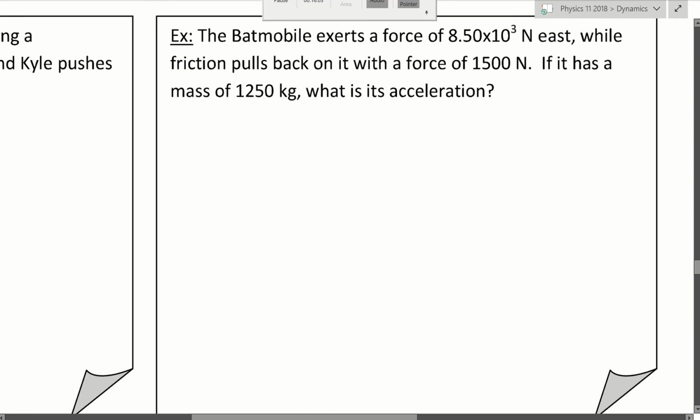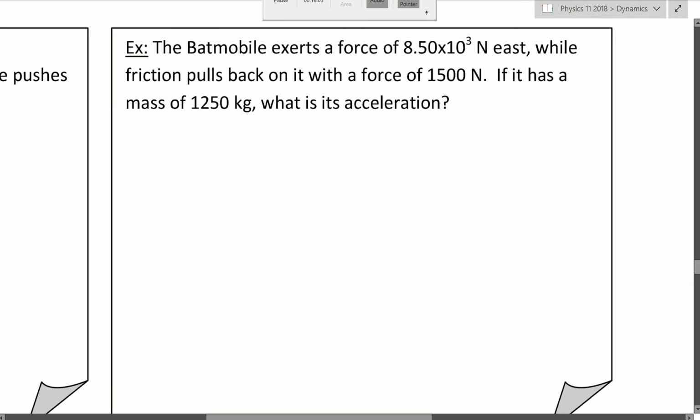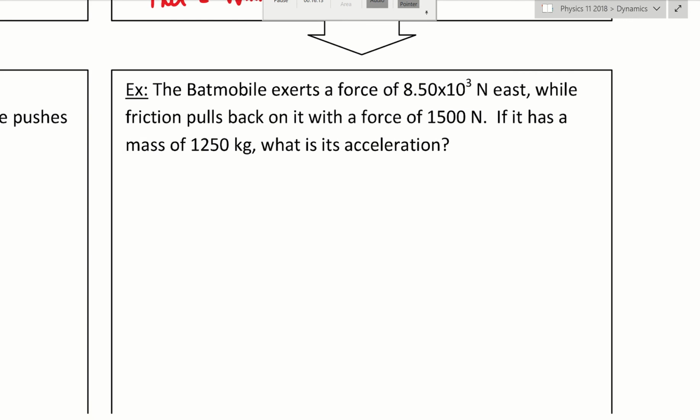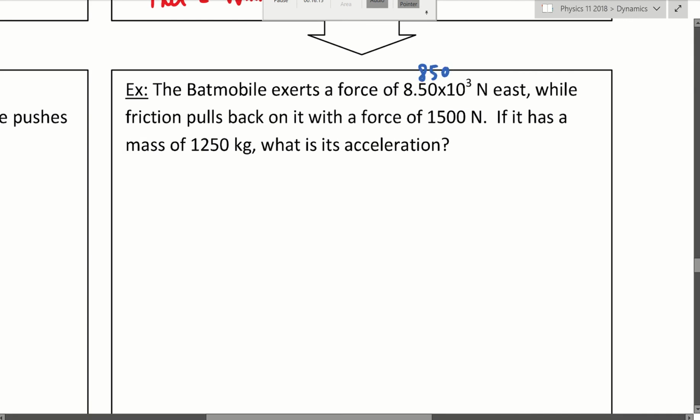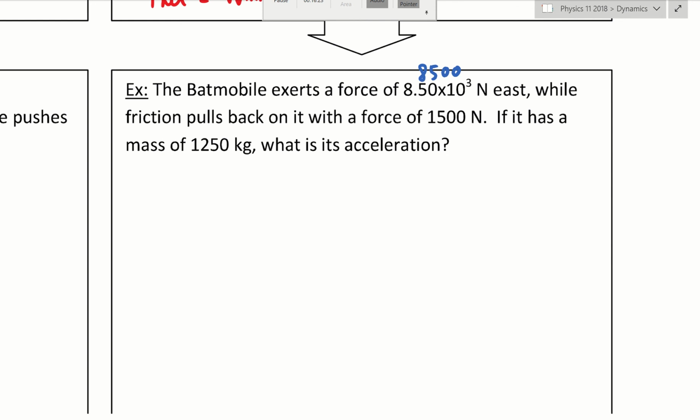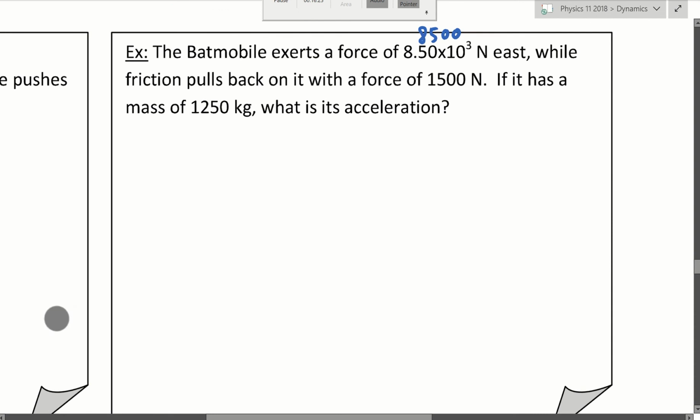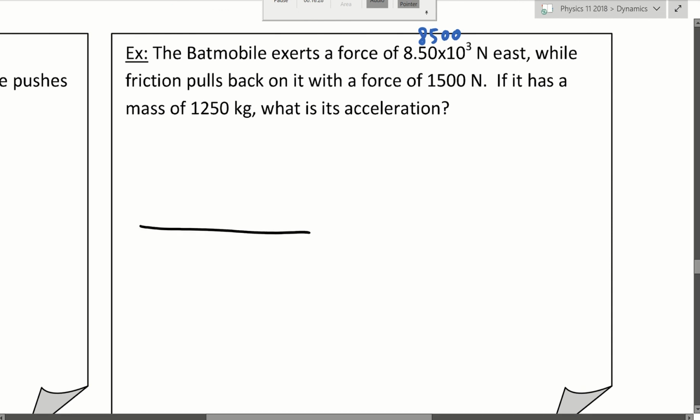Okay, next one. Batmobile. The Batmobile exerts a force of 8.5 times 10 to the 3 Newtons east. That's just 8,500. I don't know why they say it that way. It's not like it's saving that much time. While friction pulls back on it with a force of 1,500 Newtons. If it has a mass of 1,250 kilograms, what is the acceleration? So the Batmobile is like a rocket car. Imagine you have a car, and then someone strapped a rocket on the back.